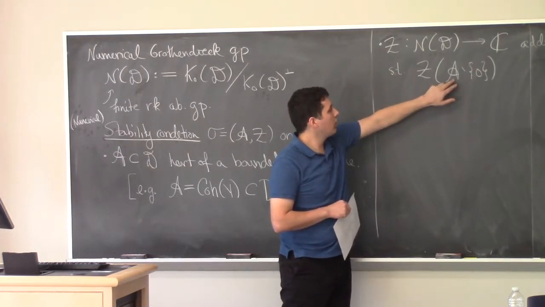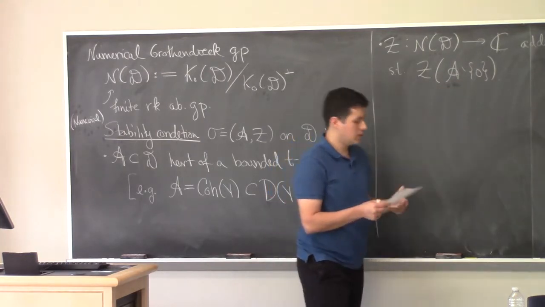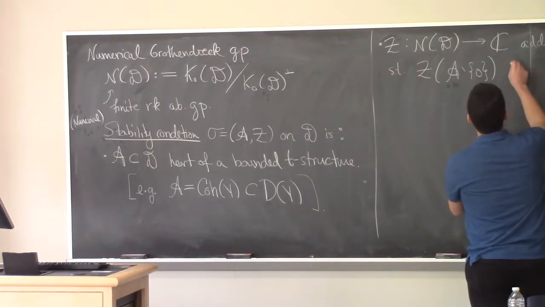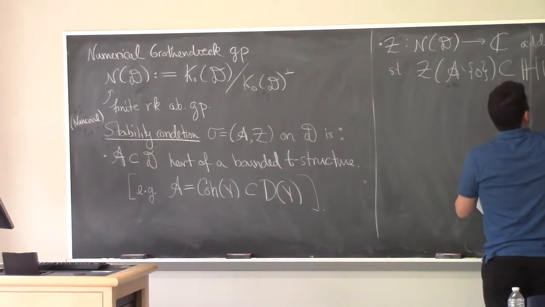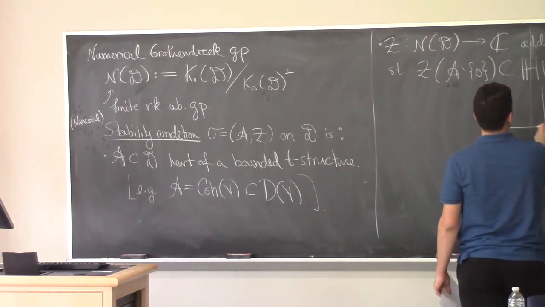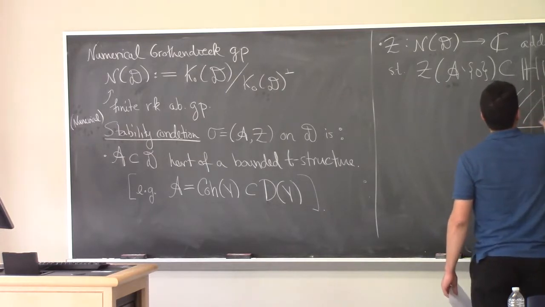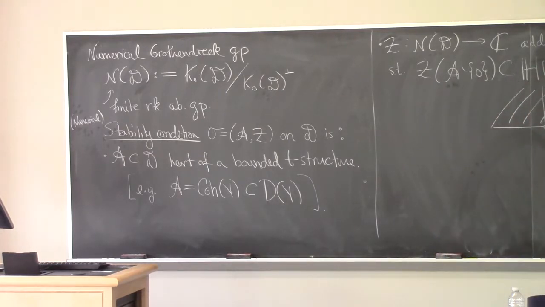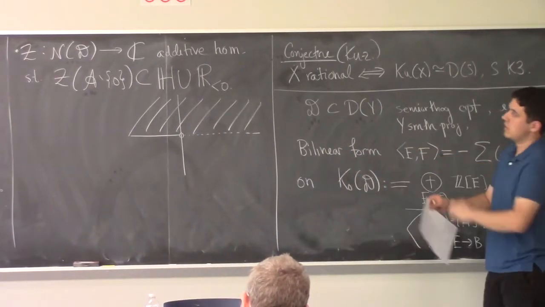So the condition is that if you take any non-zero object in this heart, A, then it should lie in a special subset of the complex plane. It should lie in the strict upper half plane union the strictly negative real line. So pictorially that looks as follows. So if you take Z of any non-zero object in your heart, it should lie in the upper half plane union the negative real line. Okay, so that is the condition on Z.